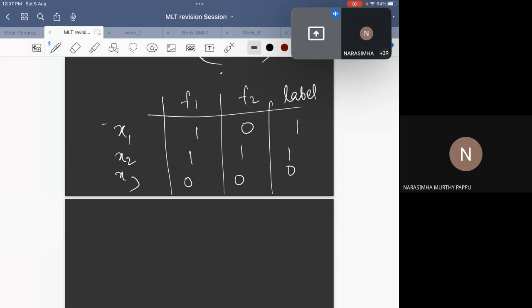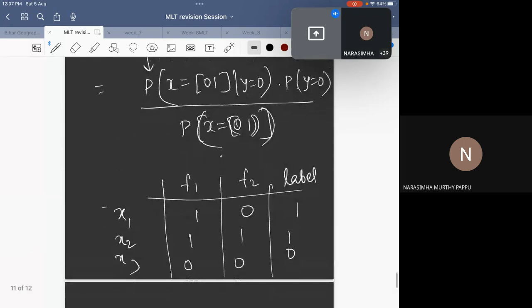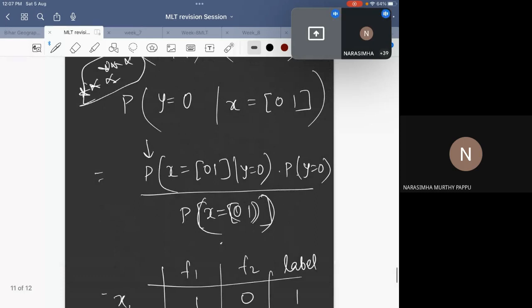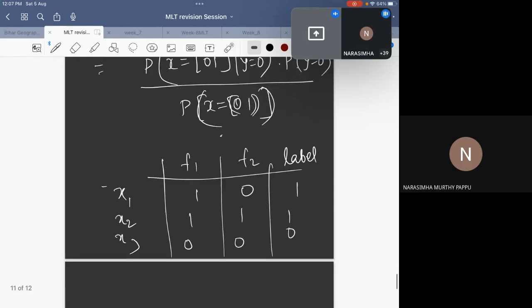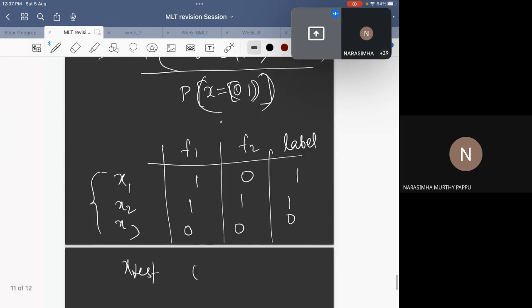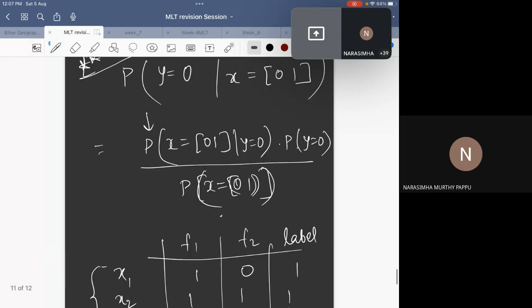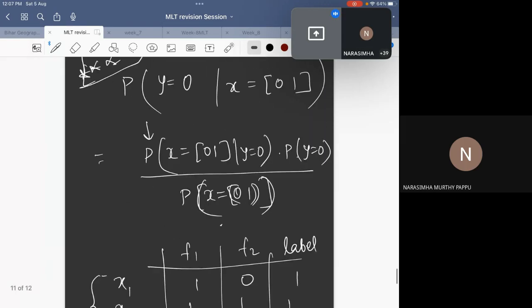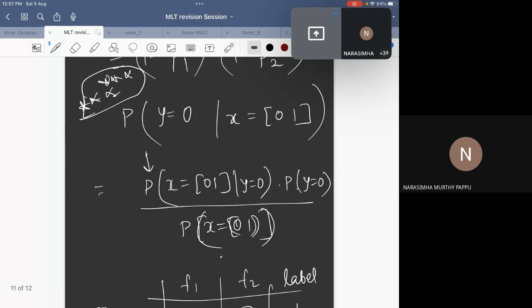This is the data set that you are getting, and what is the question here? It's saying y is 0 when x is 0, 1. This is the training data set and the test data set you are applying. What is the test data set? The test data set is 0 1. And what should be the label that you have to calculate? This is what you have to calculate, right? Yeah. And you can calculate it with the Bayes theorem.